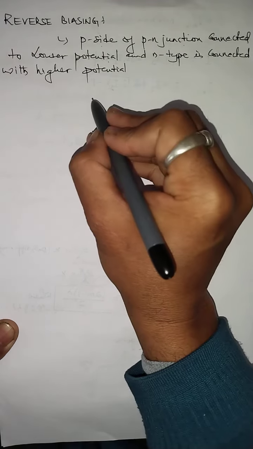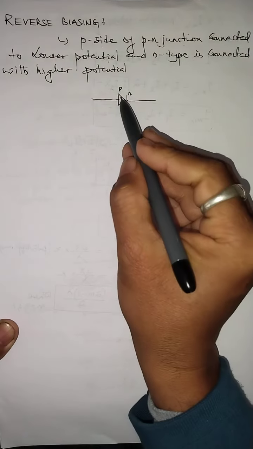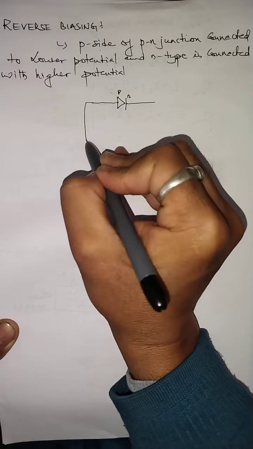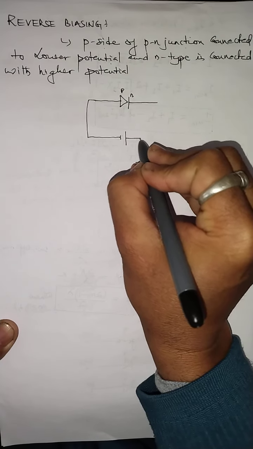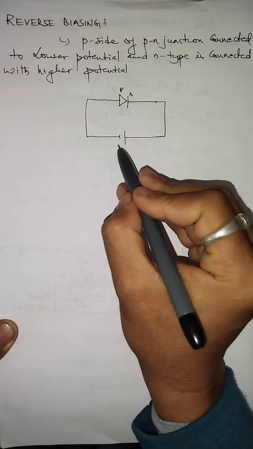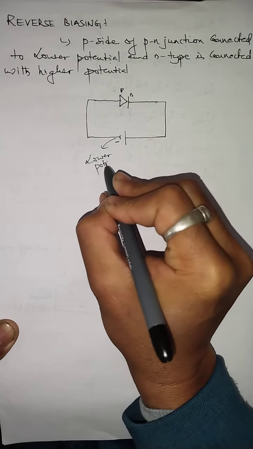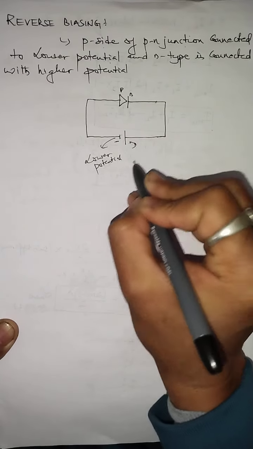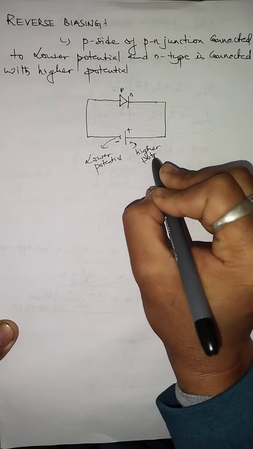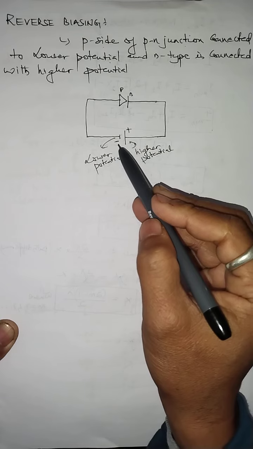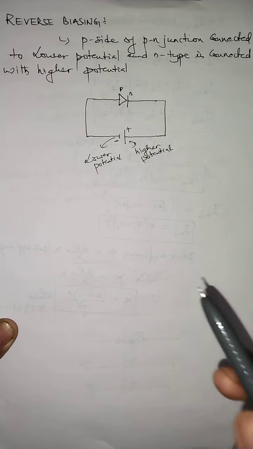Okay. Now let me show with the help of a diagram again. We know this is a PN junction diode, and this is the P terminal and this is the N terminal. If I connect the P terminal with, say, the negative terminal of a battery or cell, and the N terminal I connect to the positive terminal of the battery or cell, see, P is connected to the negative terminal of a cell or battery, which is called what potential? Lower potential. And the N terminal is connected to the positive terminal of the battery, which is called higher potential. Now children, you can see that when P is connected to the negative terminal or lower potential and the N terminal is connected to higher potential or positive terminal, then this biasing is called reverse biasing. So reverse biasing is just opposite of forward biasing.